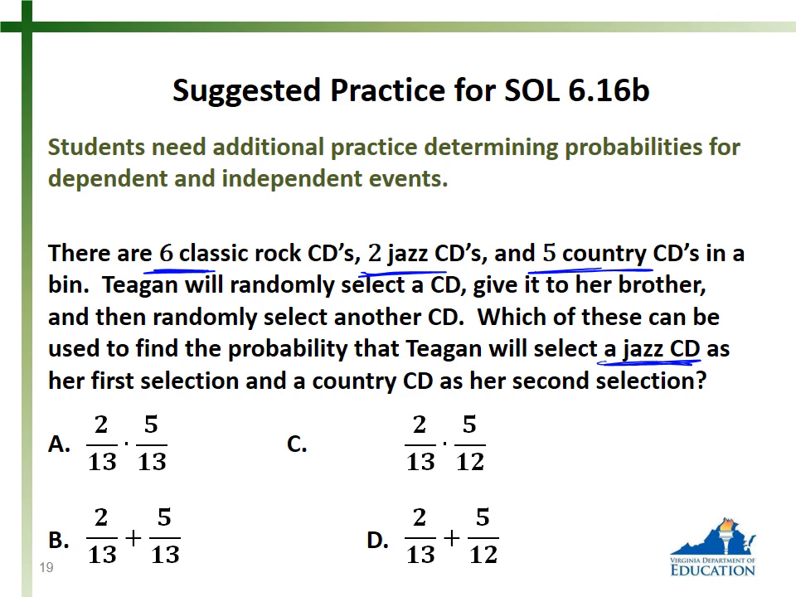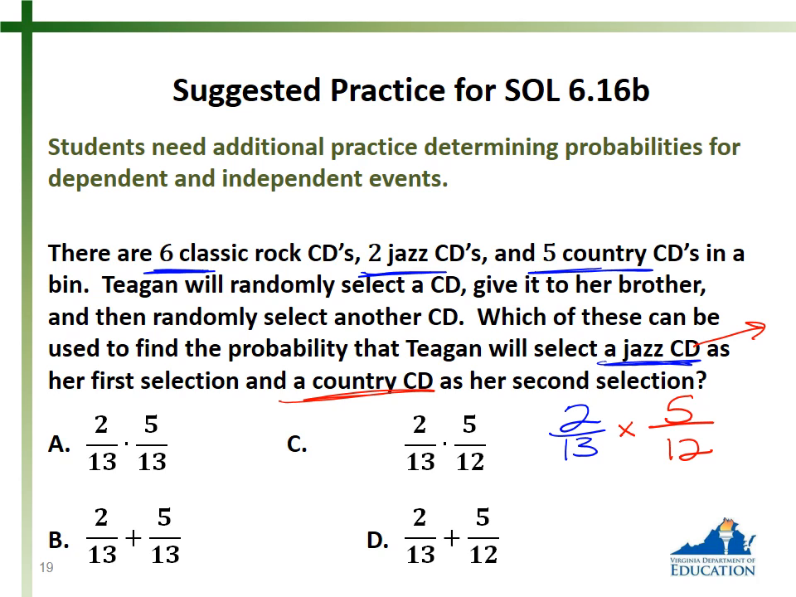So we notice that there are 13 total CDs, and there are only 2 jazz. And any time we deal with probability, we're multiplying fractions. So there's jazz, and that one's going to be given away. So we're taking that away as our first selection. And then a country CD is her second selection. So we have 5 there. But since we took away the jazz CD, there's only 12 CDs left.